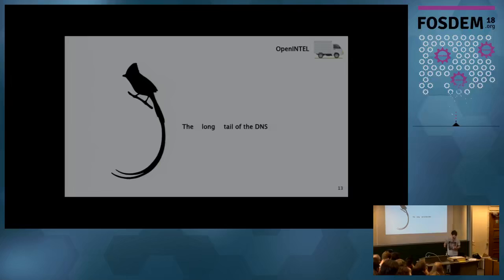Yeah, to explain what the long tail analysis is, I want you to imagine that this bird here is the DNS, ordered by the number of records in a domain. So in the beak are domains with only a few records, and in the tail there are domains with many, many records.